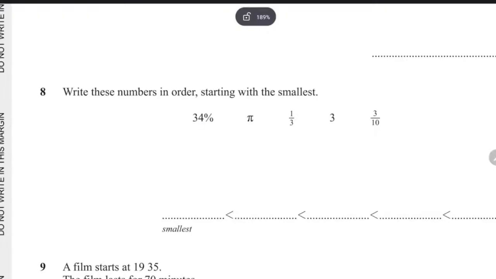Write the numbers in order starting with the smallest. This is the very same thing as what I taught you last time, where we have decimals and fractions. What you should do is convert all of them to the same form, okay? You should know that pi is 3.14. 1/3 is 0.33. 3 is just a 3. 3 over 10 is 0.3, okay? Then 34% is 34 over 100, which is 0.34.